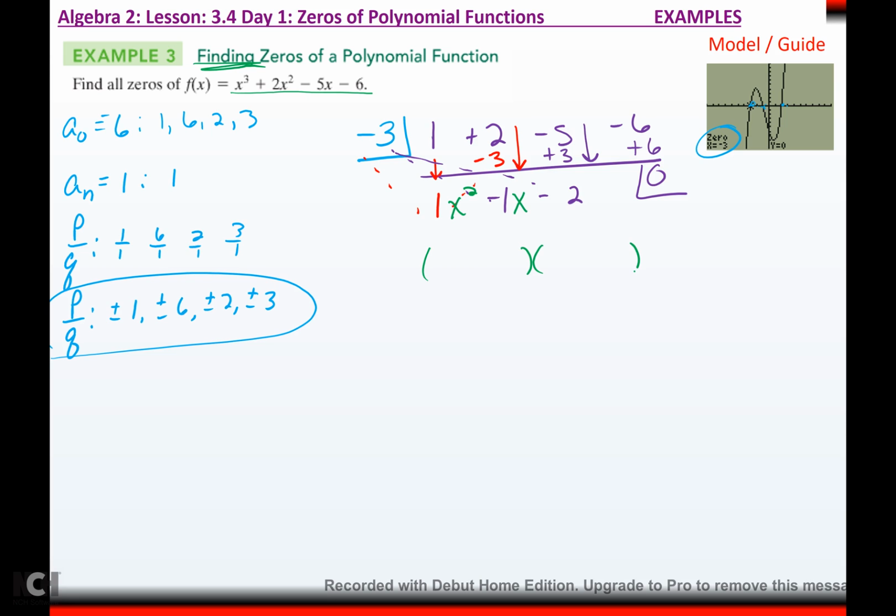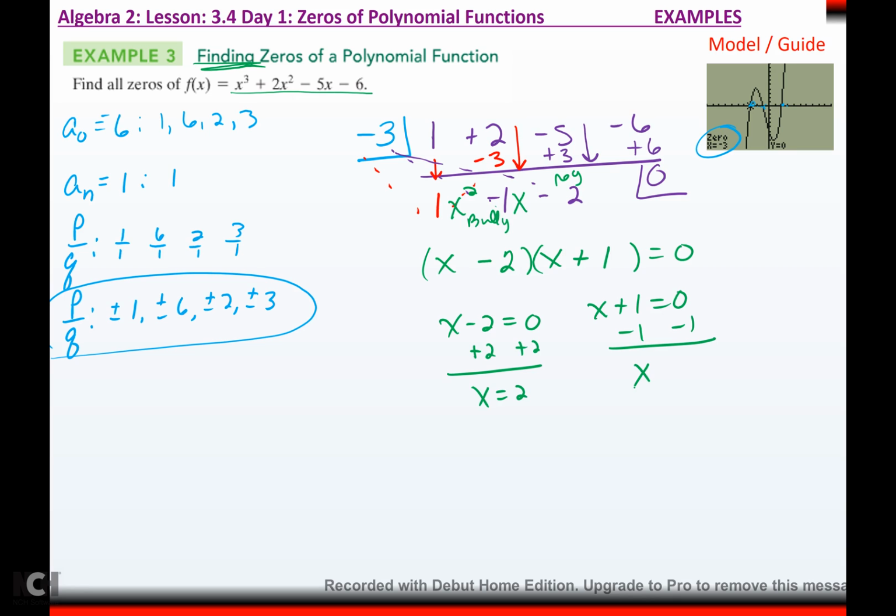This should factor. Factors of 2 that make 1 are 1 and 2. C is negative, so only the bully gets the middle, and 1 will be positive. And if I set those to 0, x minus 2 equals 0, x plus 1 equals 0, add 2, x equals 2, minus 1, x equals negative 1. And I already had this one.